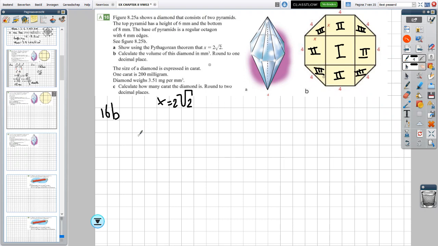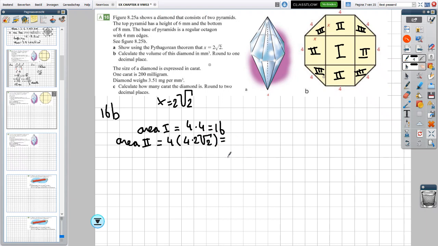Okay, so area 1 is 4 times 4, 16. Yeah, you can write down squared millimeters every time. I'm not going to do that right now. Area 2 is 4 times, right, because I have 4 of them, 4 times 2 square root 2.